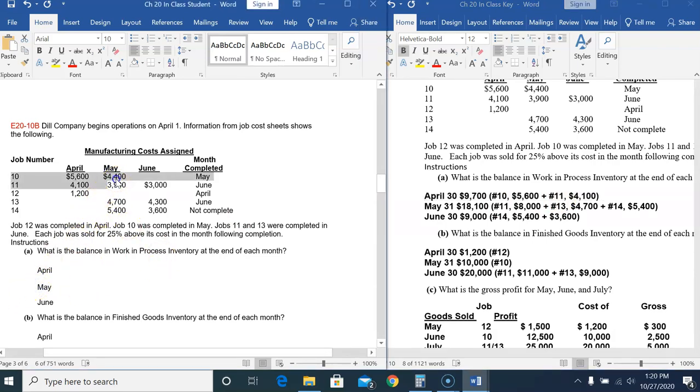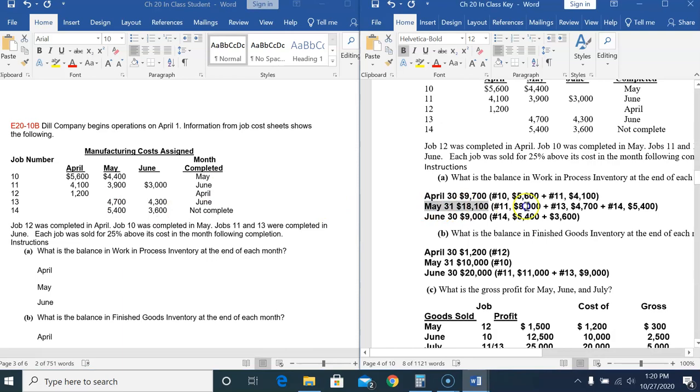At the end of May, we had job 11 still in process, job 13 still in process, and job 14 still in process. Total cost of work in process will be the cost incurred thus far on those 3 jobs.